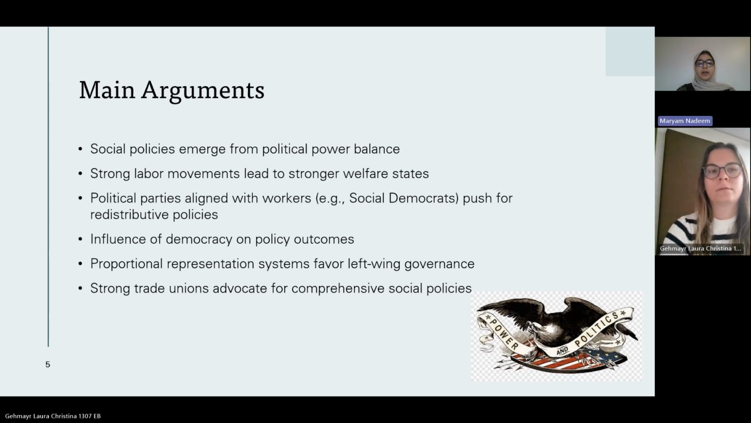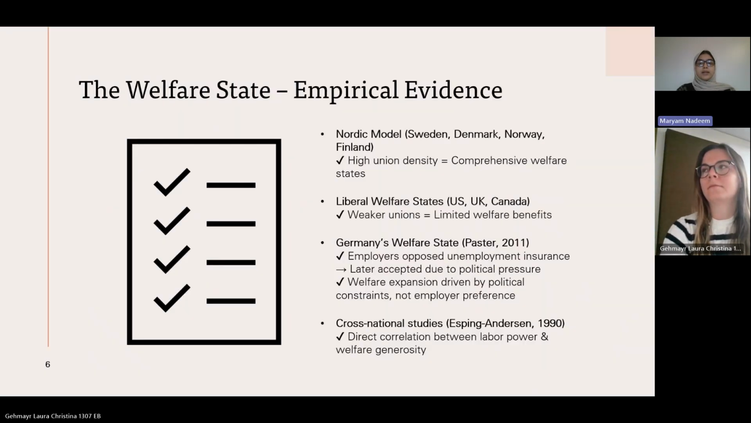For the empirical evidence, there are some real world examples, in case PRT actually works. The first very common example is Scandinavian countries like Sweden, Denmark, Norway, and Finland. These are the countries that have high union membership and strong welfare policies. So I guess it makes sense for the PRT.